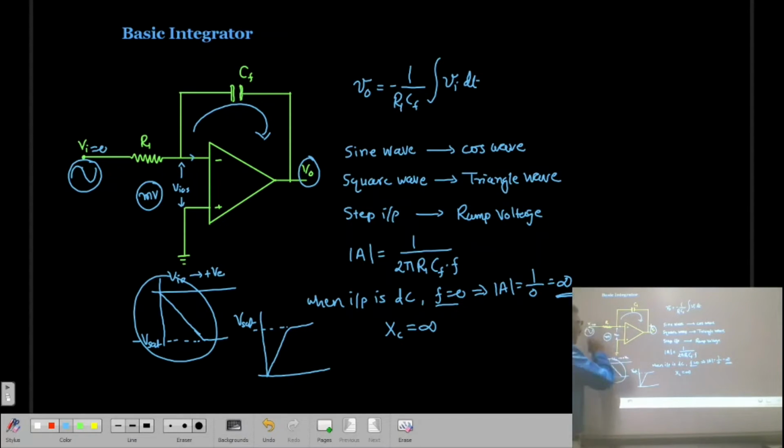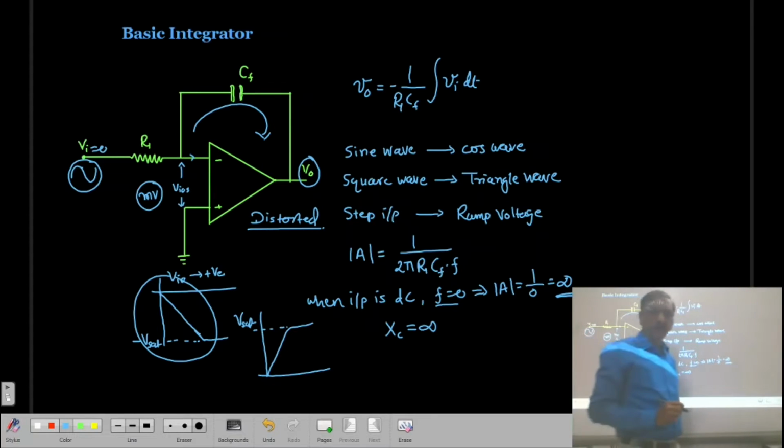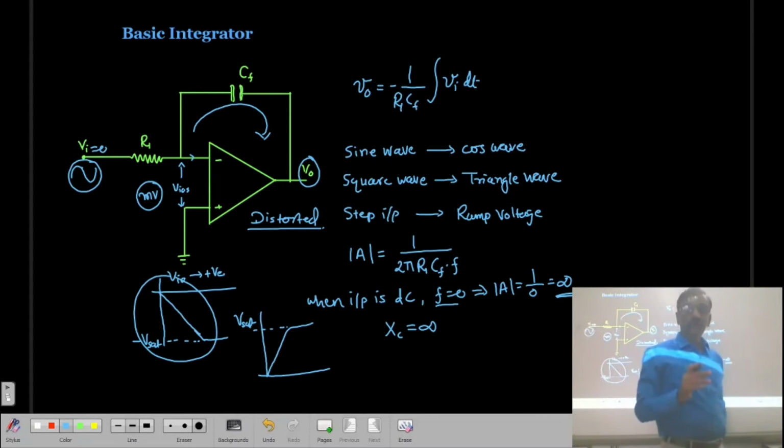Now when you apply any input signal, this input signal is going to be integrated, so you will get the output of the integrator of your input signal plus some error voltage will also be present. That is due to the offset voltage as well as due to the bias current. And as a result, your input signal is going to be distorted, and you will not get a true integration of your input signal. So this is the basic limitation of the integrator.